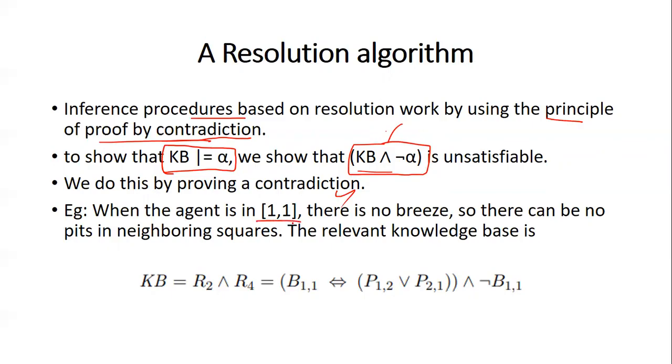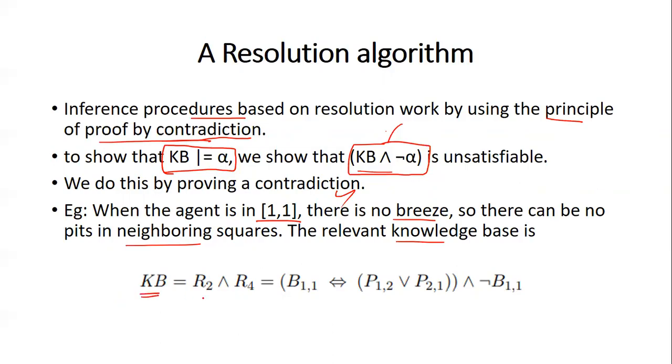When the agent is in 1,1, there is no breeze. So there can be no pits in the neighboring squares. So this is with our Wumpus world problem. When the agent is in 1,1, there is no breeze, so there is no pit in the neighboring squares. And the relevant knowledge base can be represented like this. For this rule alone, the knowledge base can be represented like this.